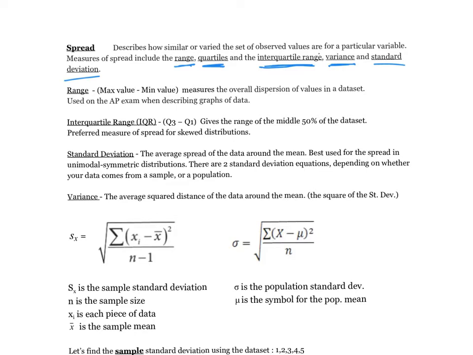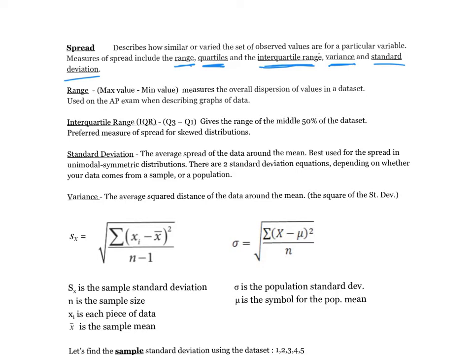So the definition of spread is it describes how similar or varied the set of observed values are for a particular variable. Similar would mean that they're maybe close to a certain value, and varied means they could be spread apart. Measures of spread include the range, quartiles, and the interquartile range, and the variance and standard deviation.